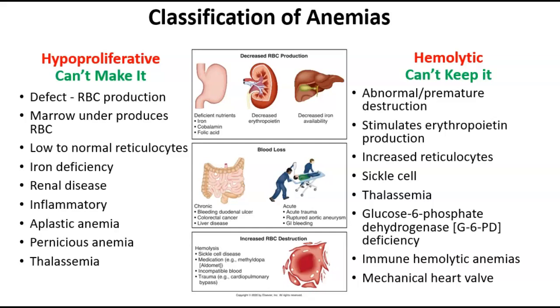So hypoproliferative anemias, you can't make it. So there's a defect in the production of the red blood cells. So the marrow is just not making them. This can be many different reasons. It could be nutrient deficiency, which is listed there. It could be a problem with your kidneys and decreased erythropoietin, a decreased availability of the iron.